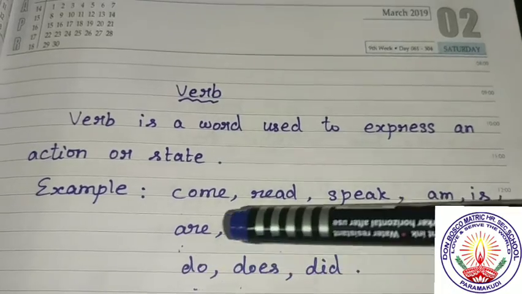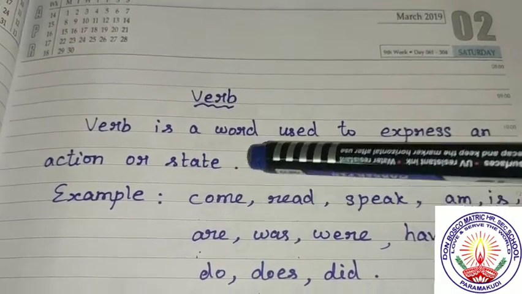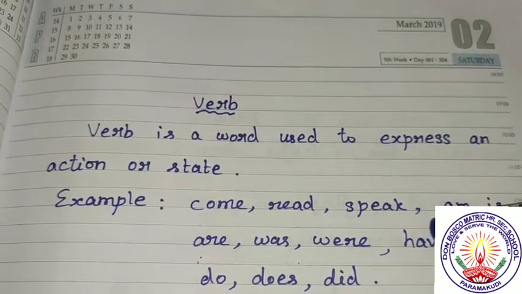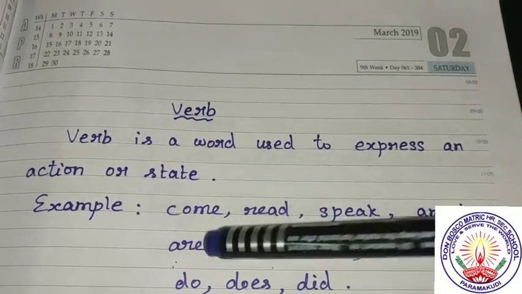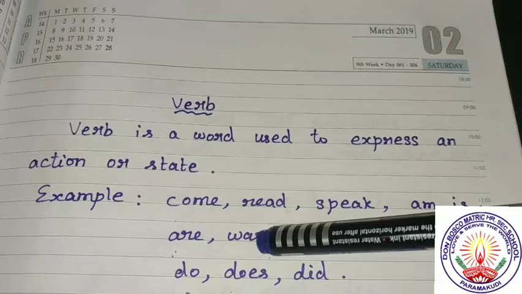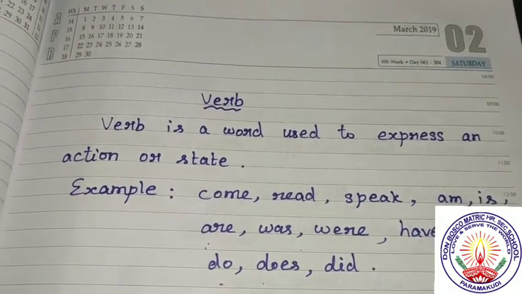had, do, does, did. Here, come, read, speak are the main verbs. And am, is, are, was, were are the be form verbs. Have, had are the have form verbs. Do, does, did are the do form verbs. These are the auxiliary verbs.